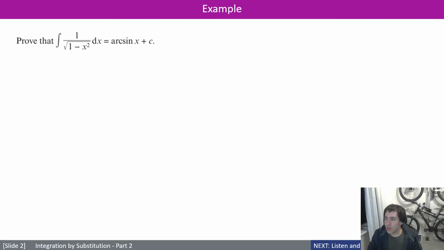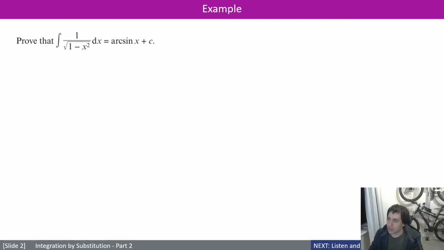Okay, so we're getting on now to doing the reverse of something we already knew how to do, which is we know how to find the derivatives of inverse trig functions, arcsine, arccos, arctan. We should know how to find their derivatives. However, now the question is, how do we do the reverse?